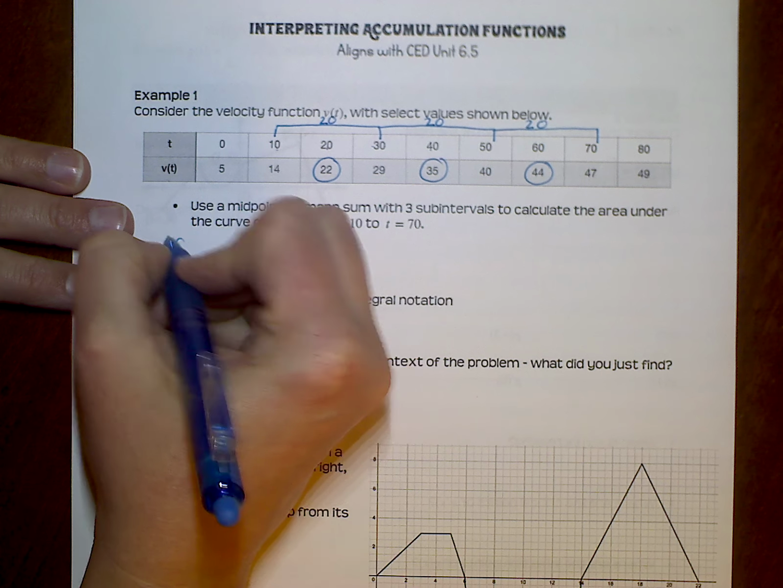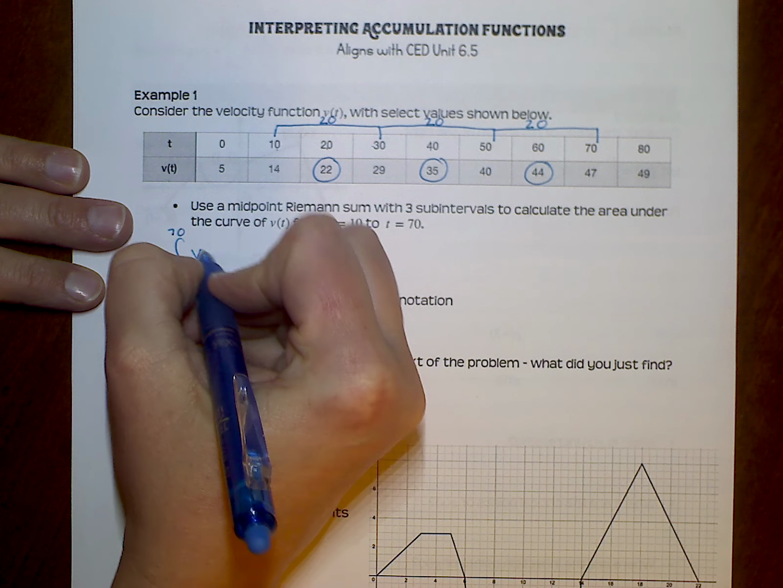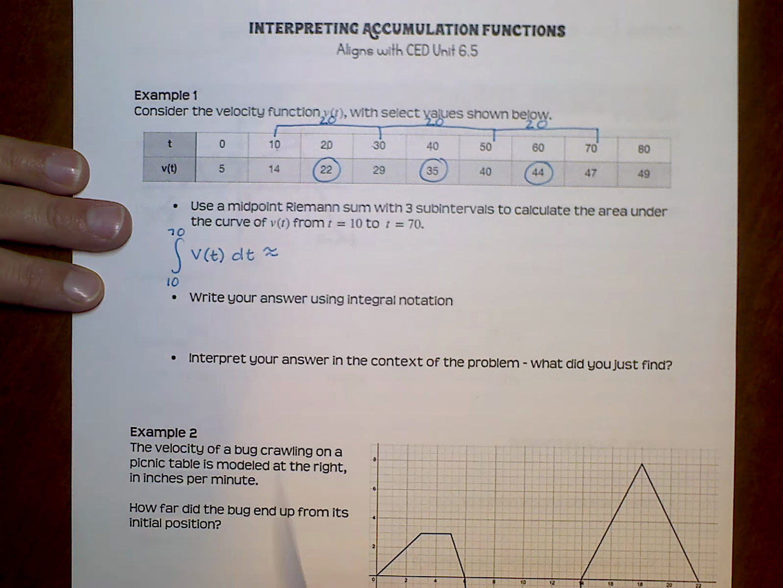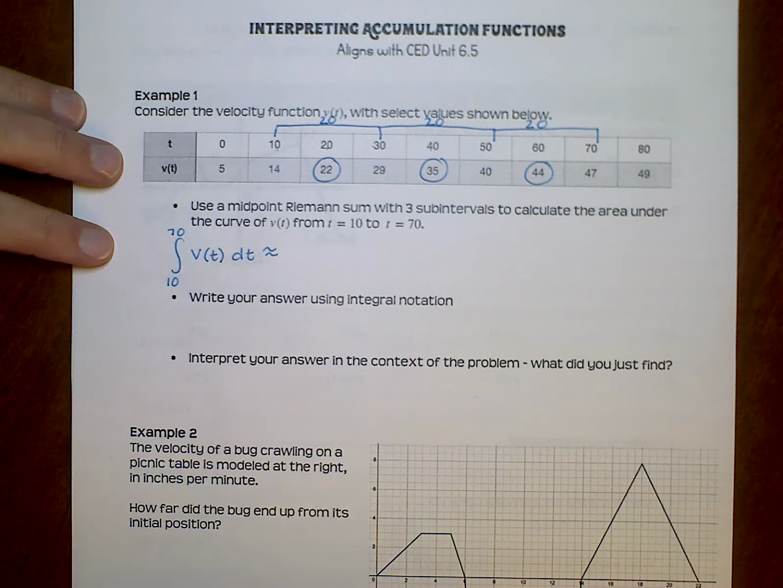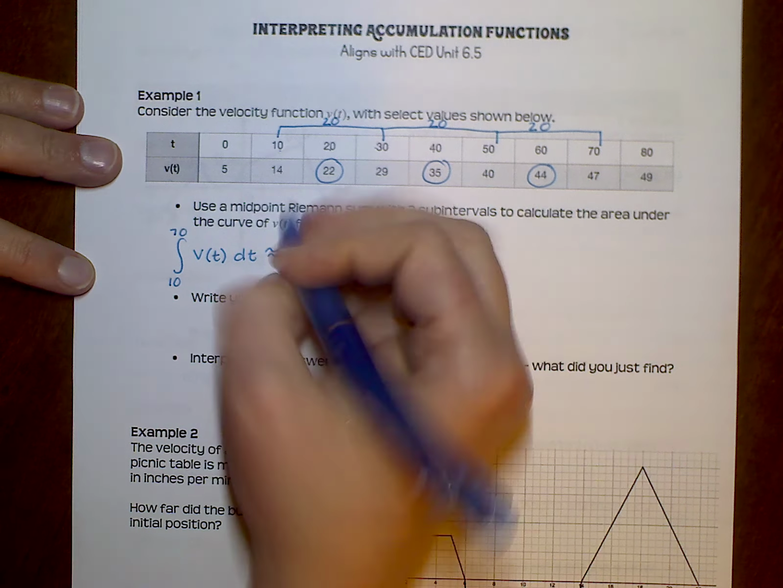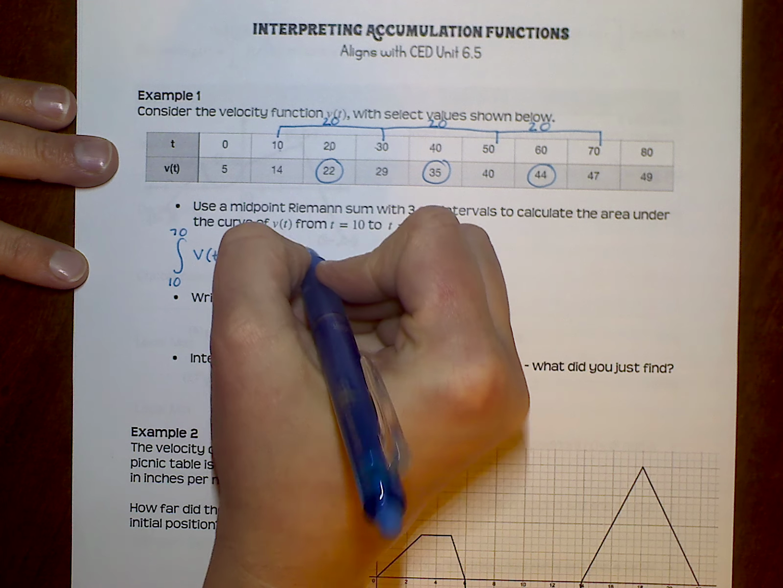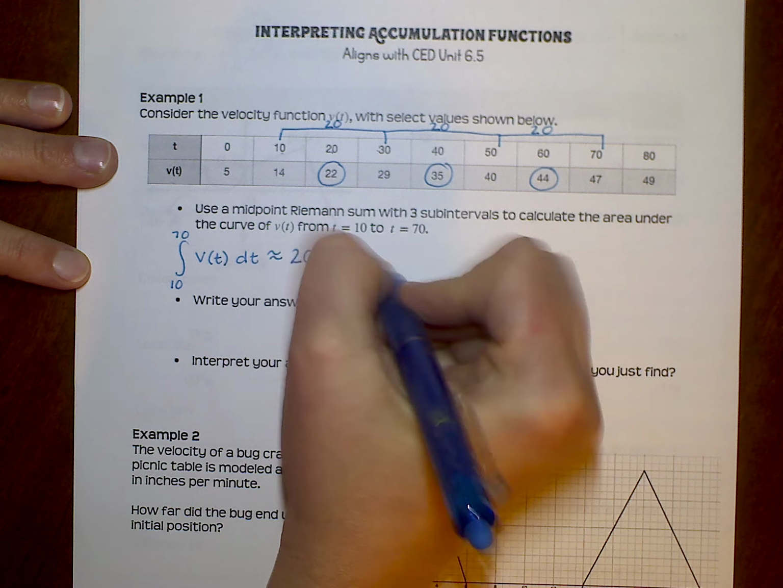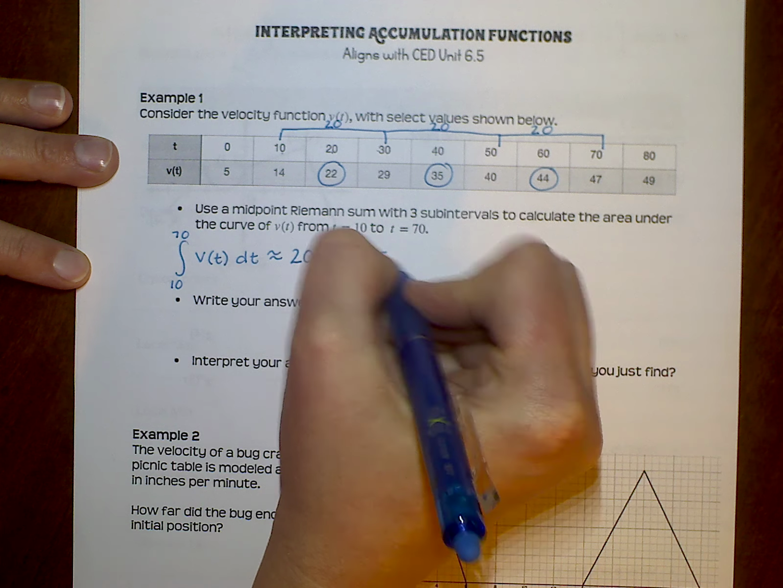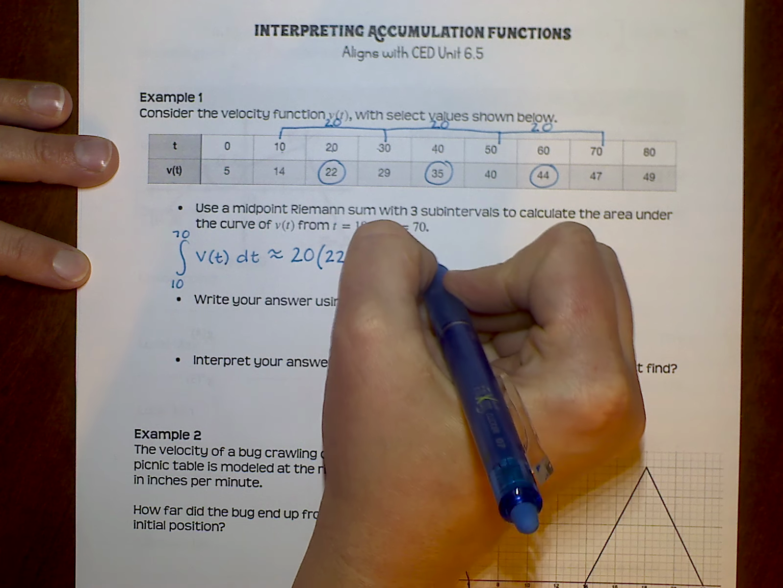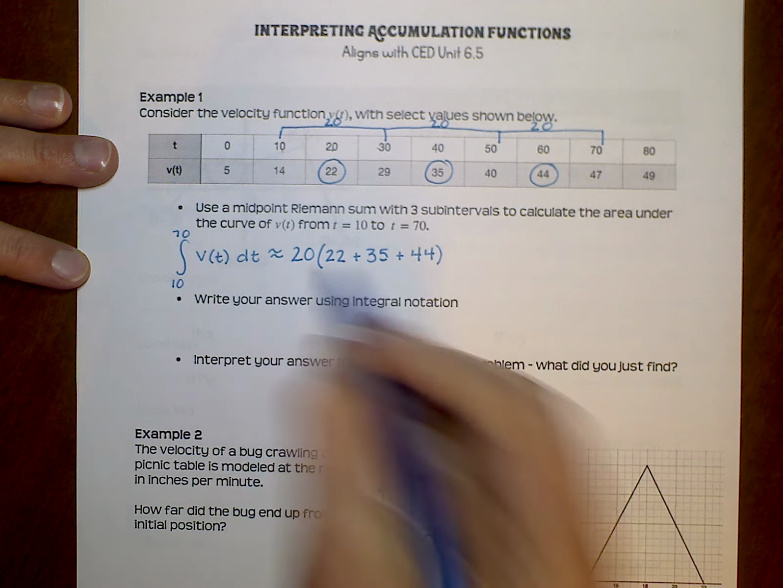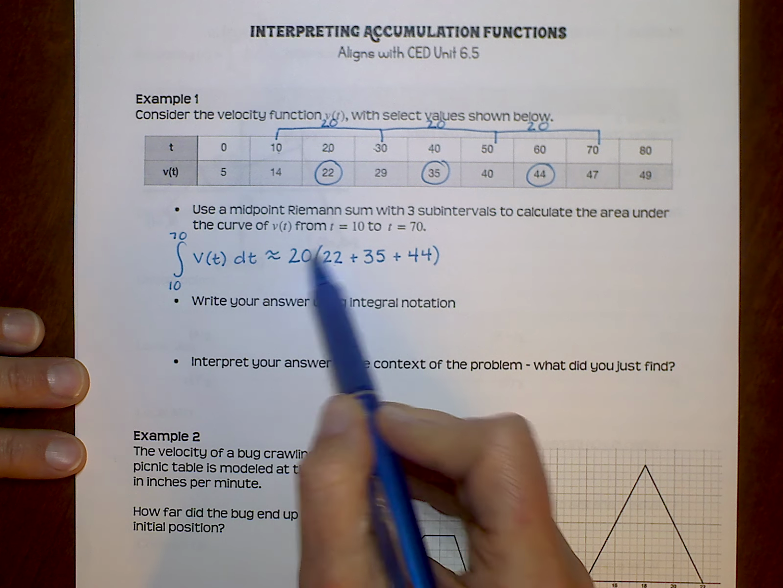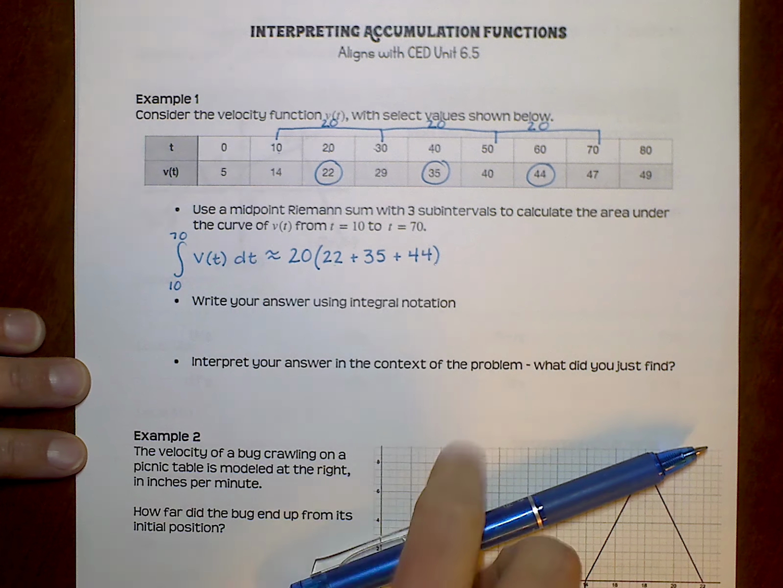And I'm going to say this is from 10 to 70 of v of t. And we are approximating because we're using a Riemann sum. And I'm going to do this because all of my widths are the same. I'm going to cheat a little bit here and just put 20 on the outside here and then do 22 plus 35 plus 44. That only works if they all are the same width. If they were three different widths, I'd have to write them all separately. But if you think about this in terms of distributive property, this is really saying 20 times 22 and 20 times 35 and then 20 times 44.